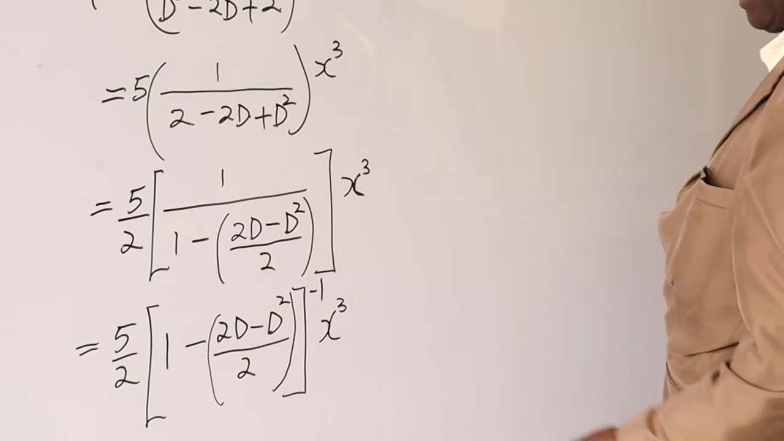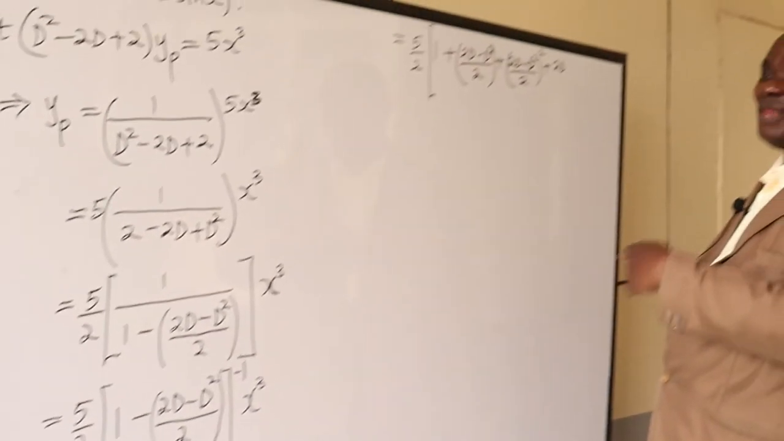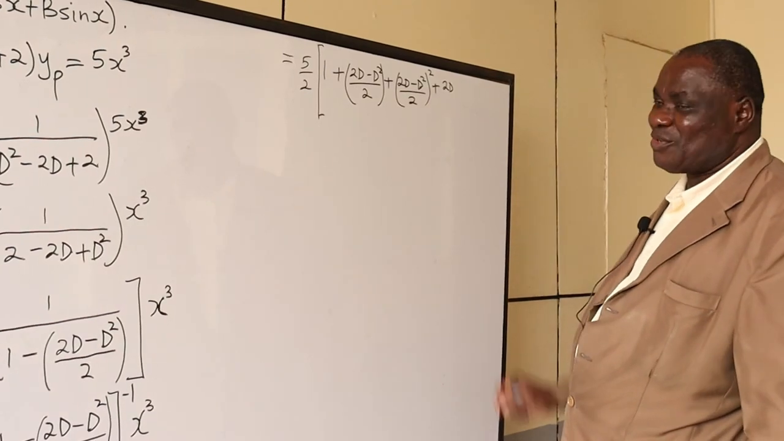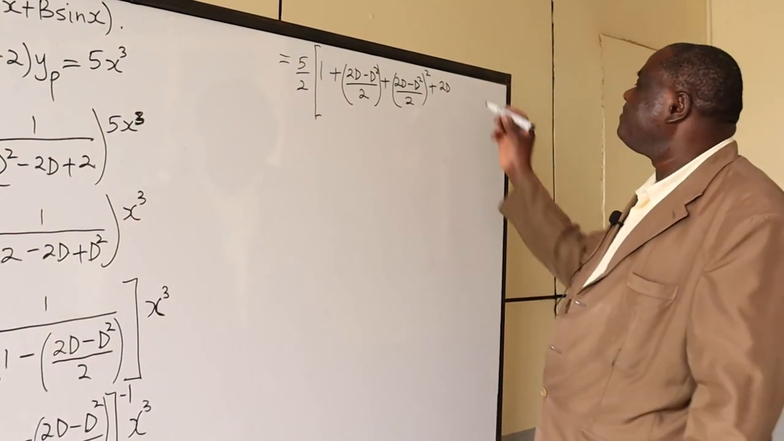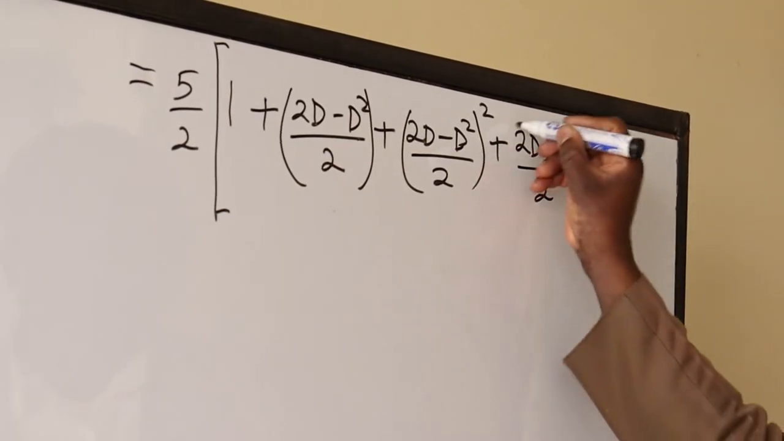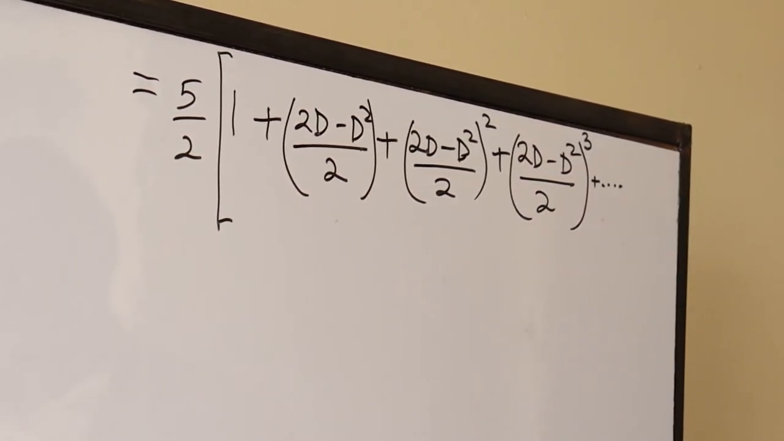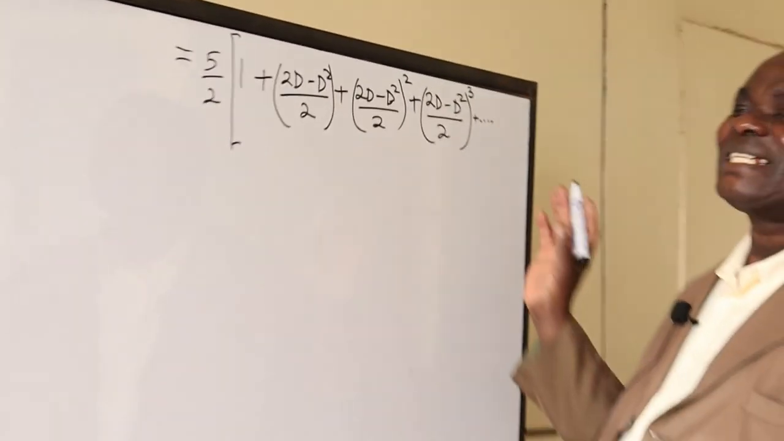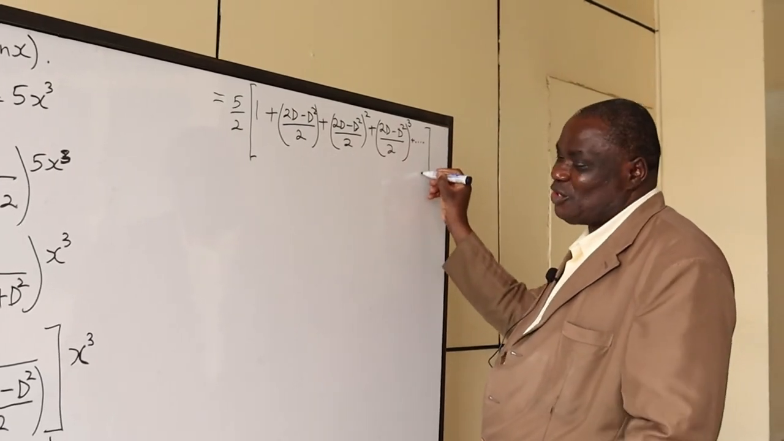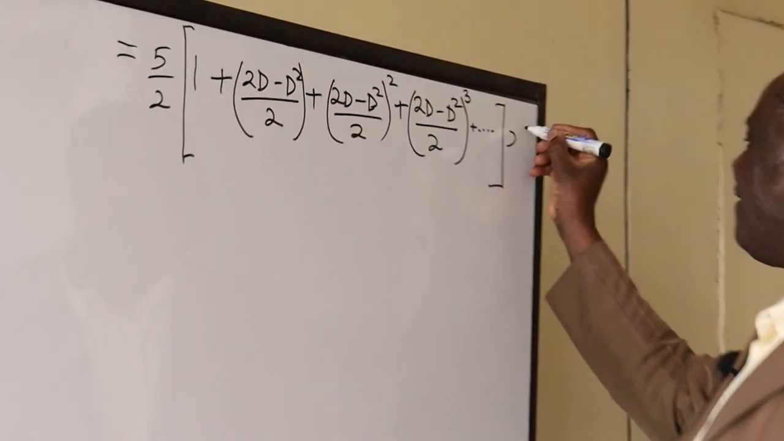And we are going up to the cube because we are having a degree 3. When you have a degree 3, you can only move up to power 3. The power 4s, all of them, when you differentiate x cubed 4 times, you get a 0, so they will not bring anything tangible. So it is (2d minus d squared) all over 2 raised to power 3, plus others. We emphasize that we are not going to expand the whole of it, since we know others will just bring a 0 when our function of d acts on x cubed.